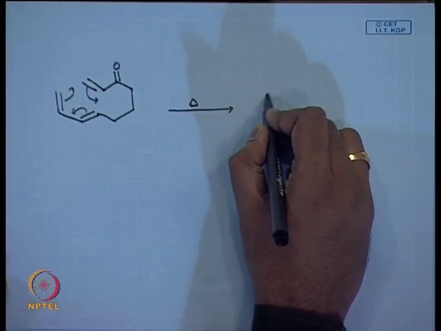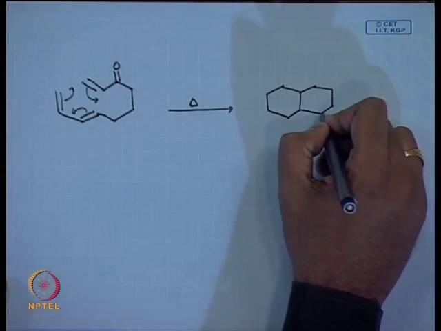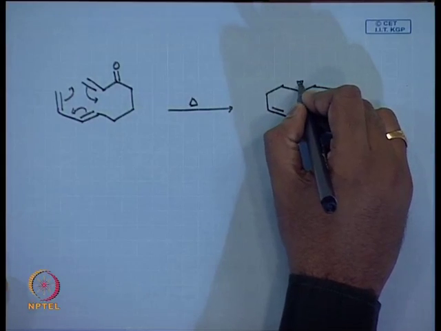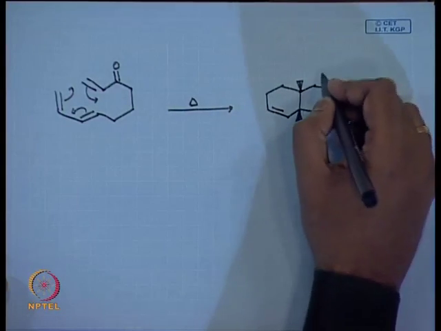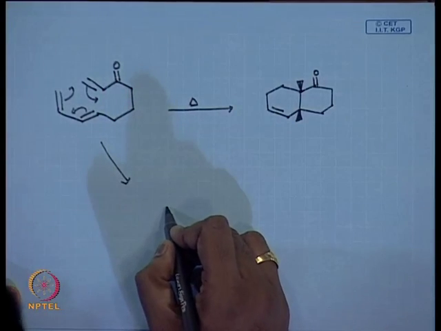Okay. Interestingly, what happens is that I get a cis ring junction. See, in the earlier case, where it was without a carbonyl, just an alkene system, I was getting a trans ring junction. In this case, when there is a carbonyl, I am getting a cis ring junction. This also you can understand by the same steric and orbital considerations.